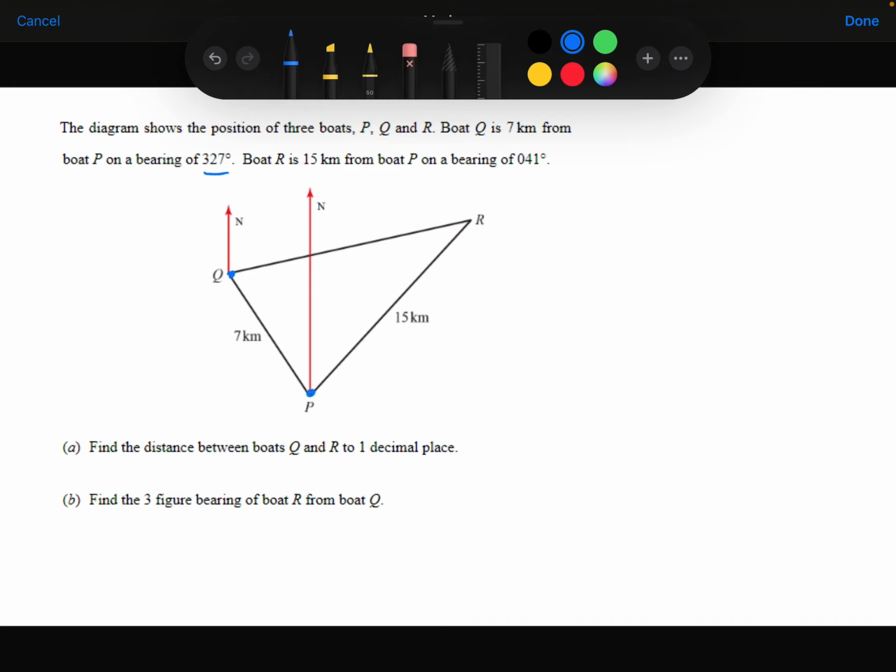So that's saying that the angle measured clockwise from P, from north, this is 327. Which is telling me that this little angle here then is going to be 360 take away 327, which is 33.